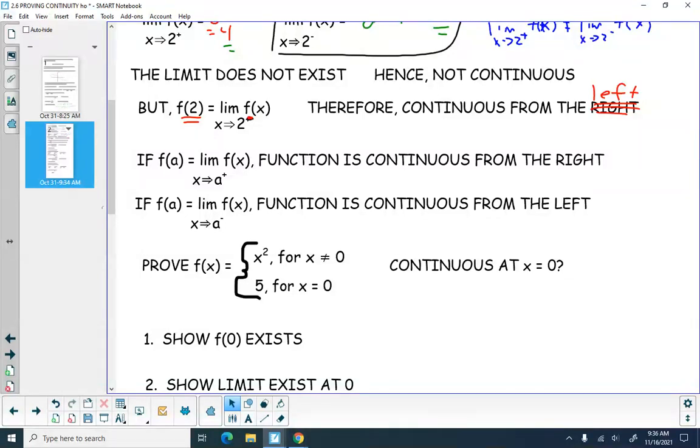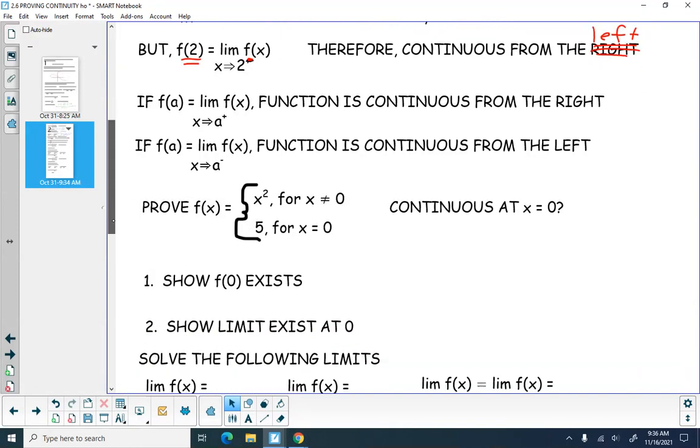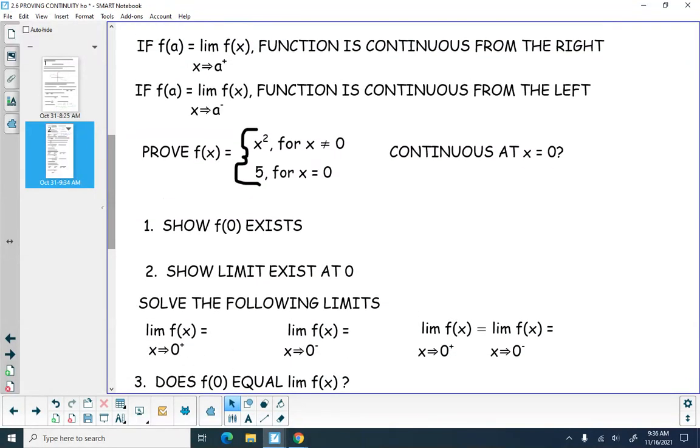Let's take a look at another scenario. First, we need to show our function value. We have f of x is equal to x squared for x not equal to 0, and it's equal to 5 for x equal to 0. What's our function value at 0? What's our function value at 0, Preston? 5. Because our function value is equal to 5 for x equals 0.